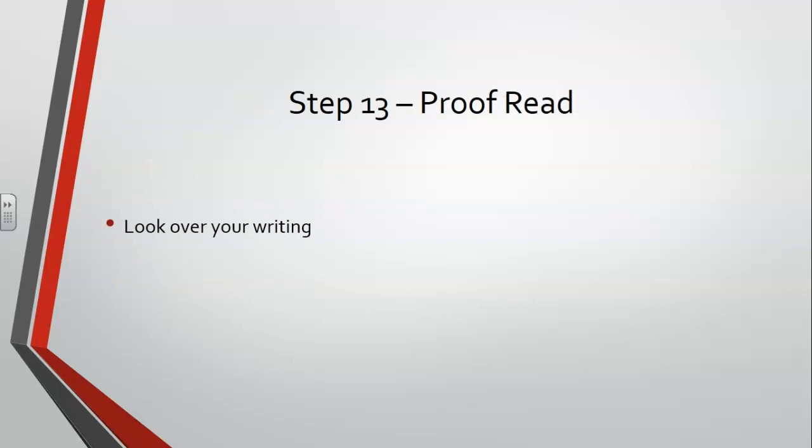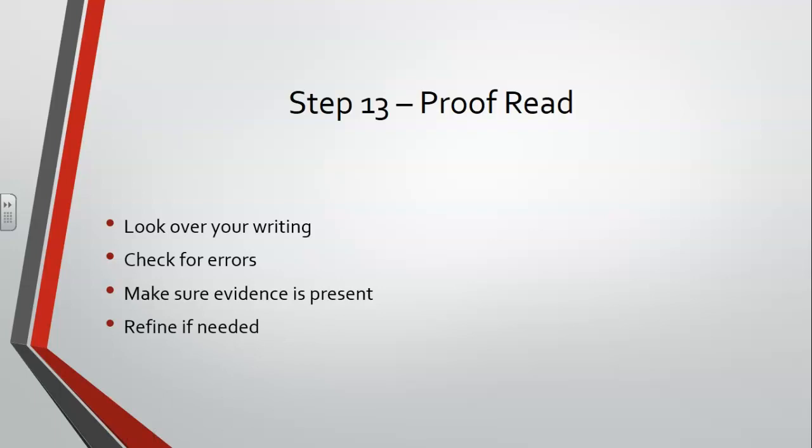Number 13, proofreading. Look over your writing. Okay, so you've looked over your writing, you know what's happening. You need to check for errors and make sure that you didn't screw something up. If you are talking about, for example, the 18th century and you're talking about the 1800s, that's going to be an error. You need to make sure you fix that because that's going to be problematic and that's going to hurt you on your essay. Make sure the evidence is present. So if you go through and you realize you didn't talk about any sources on a document-based question, that's going to be problematic. Make sure you don't do that. These are simple ways you can save a lot of points. You need to refine if needed. So if you realize you made a mistake, you need to fix it. Do that during your proofreading step.